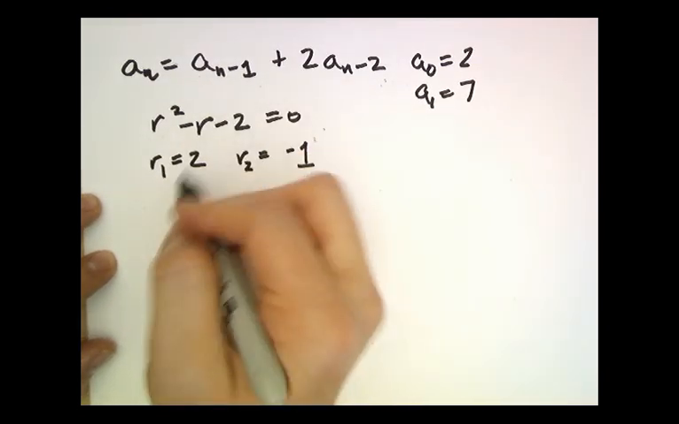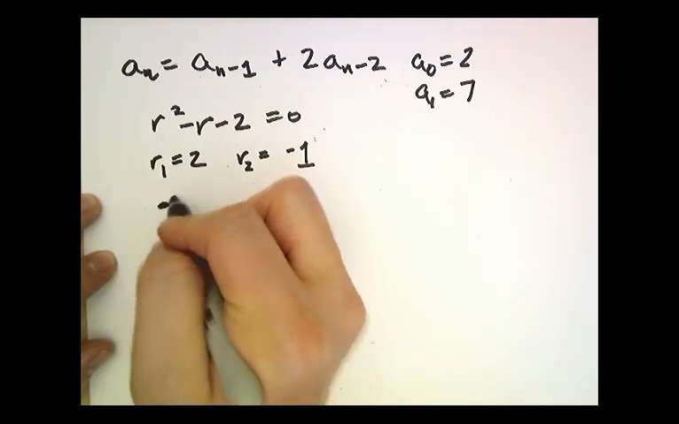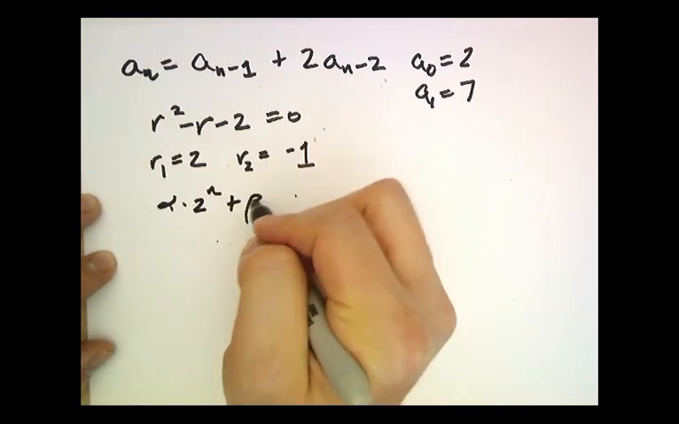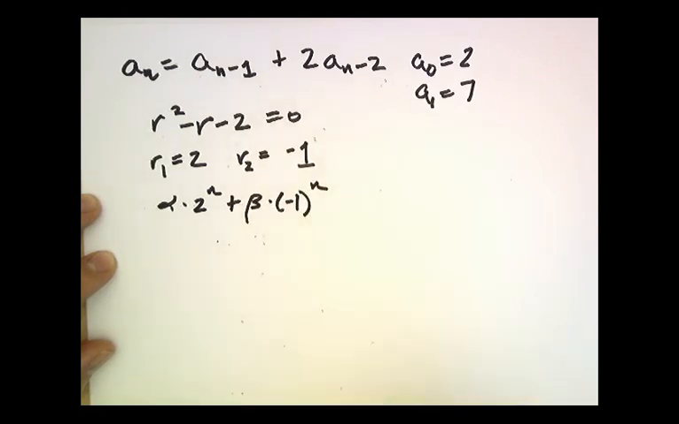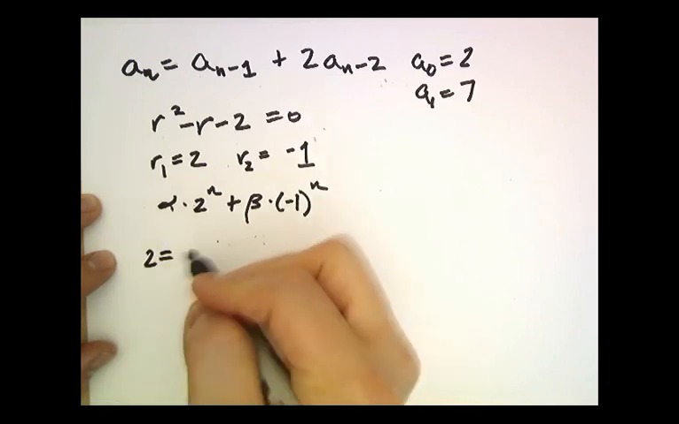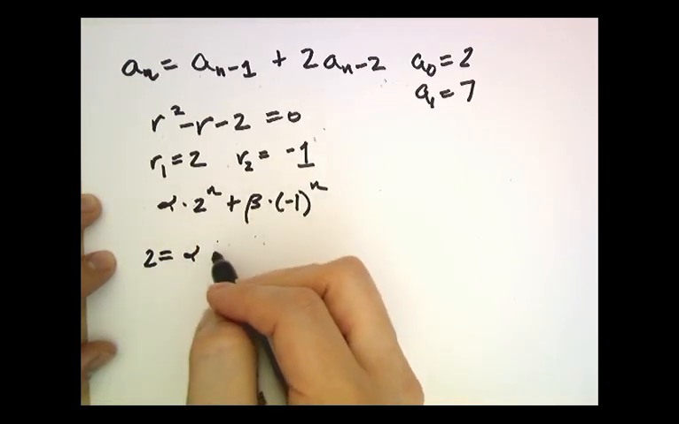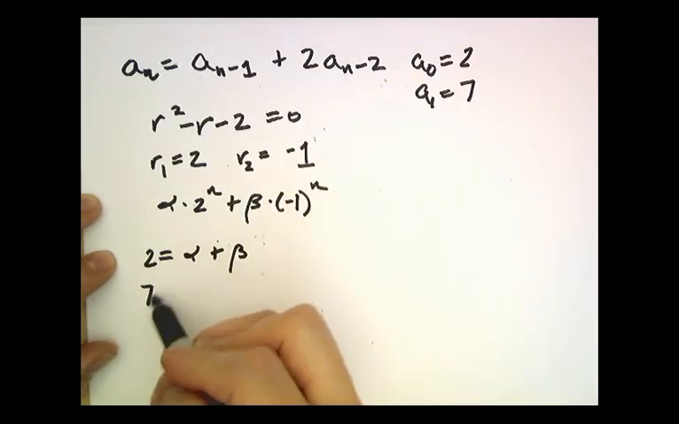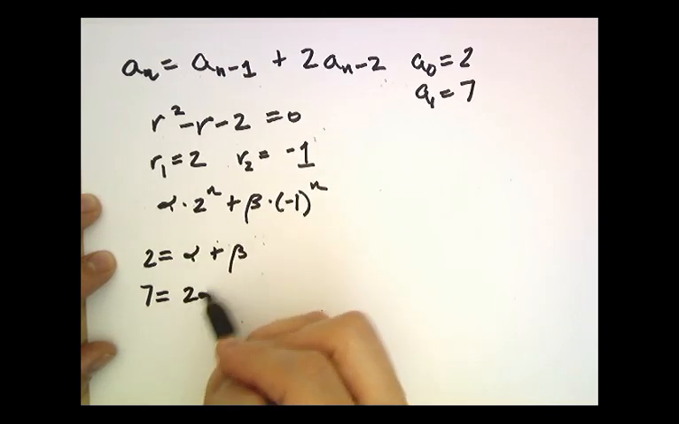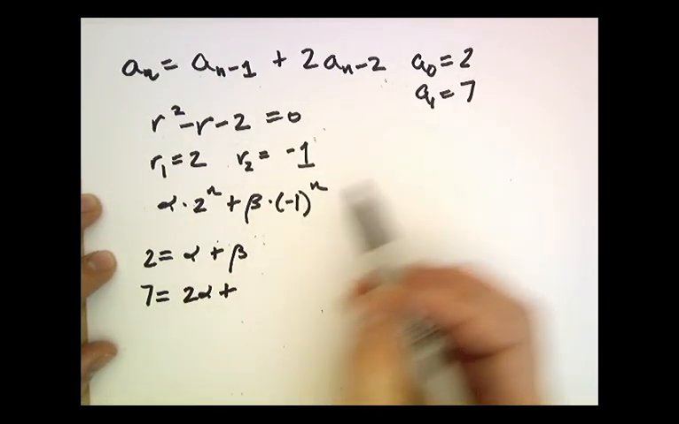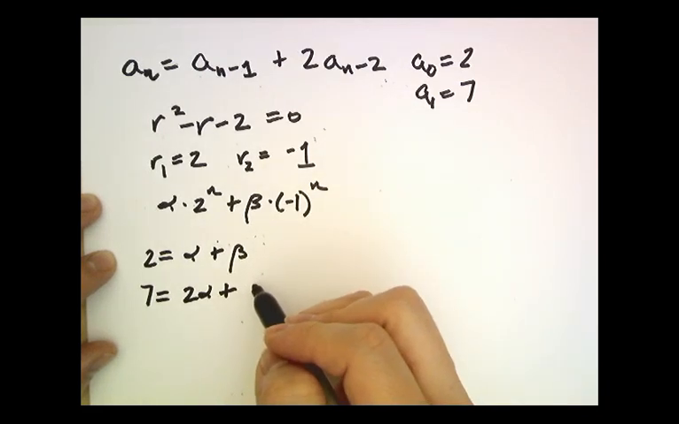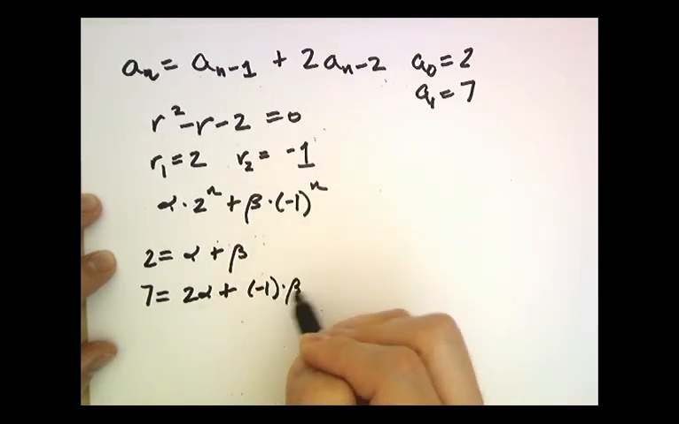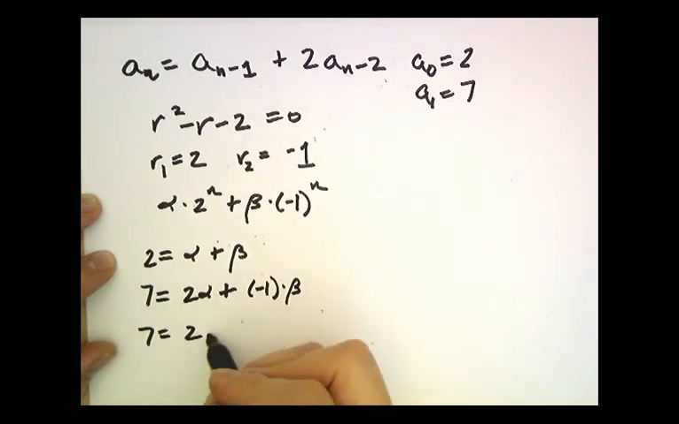And so we know that the solution to this recurrence is of the form alpha times 2 to the n plus beta times (-1) to the n. And we just need to solve for alpha and beta. Okay, so we know a0 = 2. So we know that 2 = alpha times 2 to the 0, which is 1, plus beta times (-1) to the 0, which is 1. And we know that 7 = 2 alpha plus, when I put 1 in here, -1 times beta. So this means 7 = 2 alpha - beta.